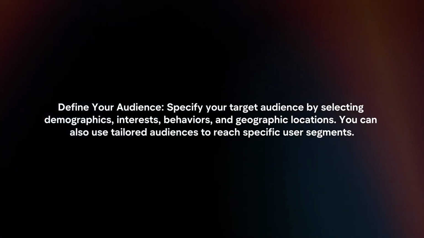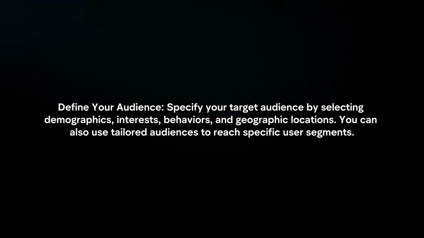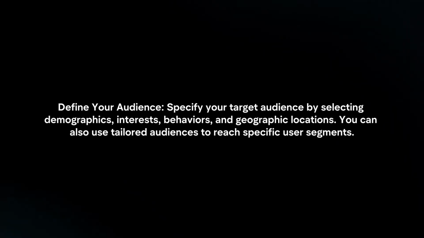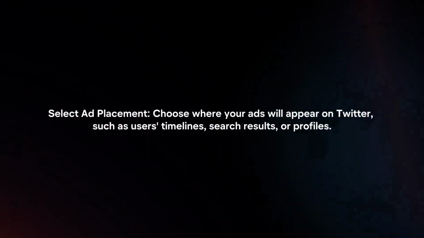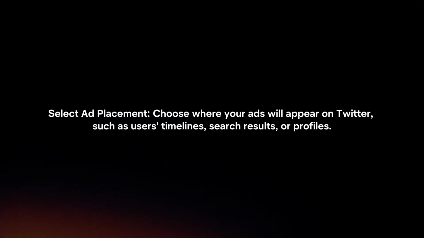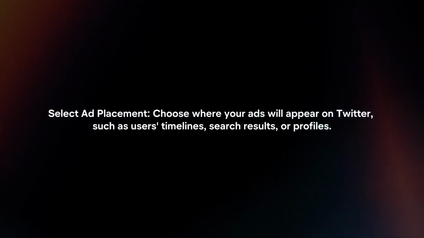Define your audience. Specify your target audience by selecting demographics, interests, behaviors, and geographic locations. You can also use tailored audiences to reach specific user segments. Select ad placement. Choose where your ads will appear on Twitter, such as users' timelines, search results, or profiles.